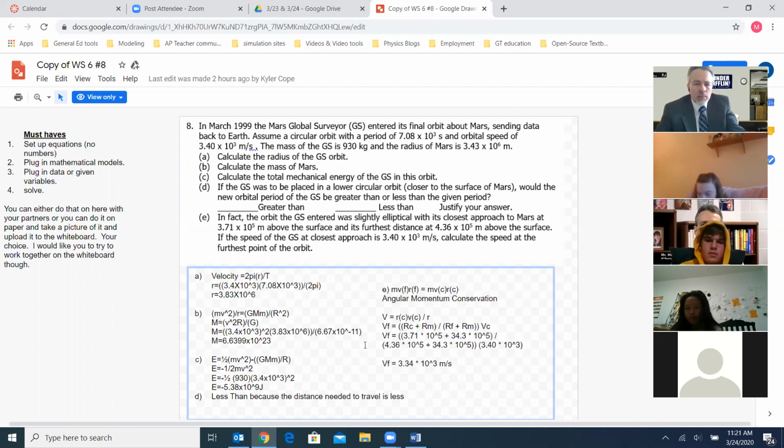Okay. And then part D says, if it is now placed in a lower orbit, would the orbital period be greater or less than?